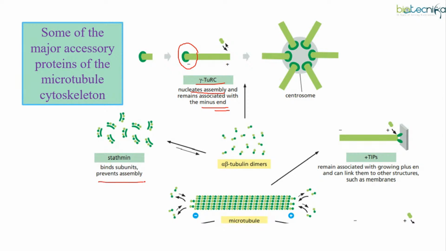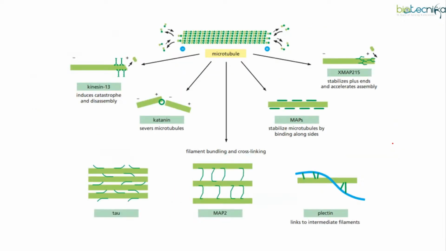Stathmin prevents the assembly. It will go and bind to the alpha beta subunits and prevent the assembly. But this is quite opposite to plus tip proteins. What will the plus tip do? It will remain associated with the growing end, that is the plus end, and can link it to some structures, for example, membrane. Then you have kinesin 13.